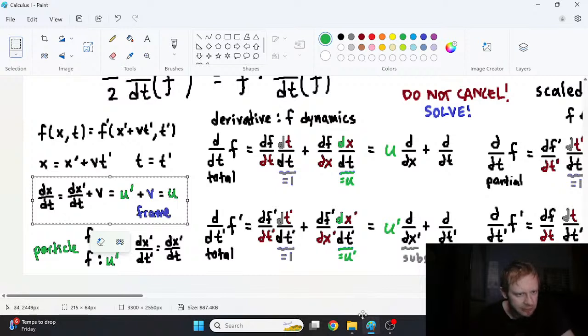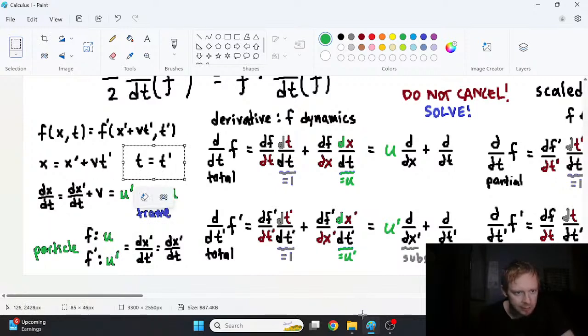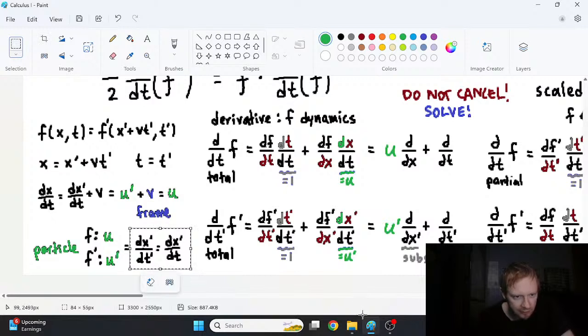But what we're going to do is take some derivatives. So we got the derivative here, dx over dt, and that's going to be equal to dx prime over dt plus v, since this is going to cancel out. Cool thing is dt equals dt prime, so this little term here just turns into this.